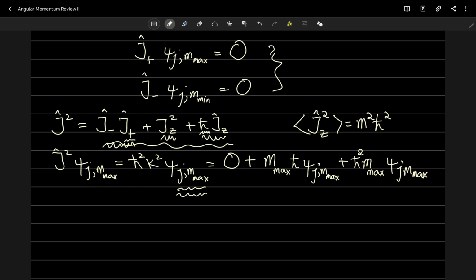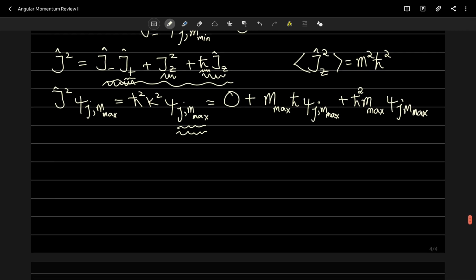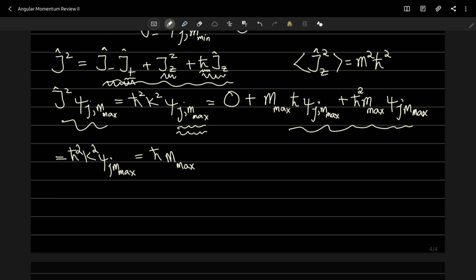Well, what we can do from here is that this thing, which is equal to h bar squared k squared psi j m max, would be equal to h bar squared, right? I'm just factoring out some terms from this. So we could factor out h bar squared, and we could also factor out m max. So we could factor out one m max at least, right?